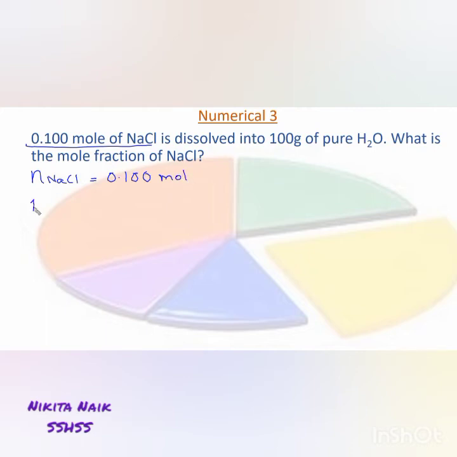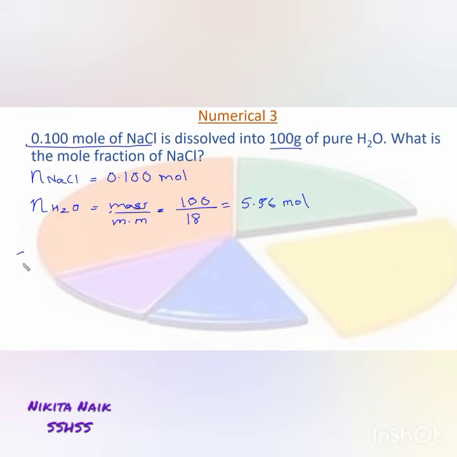Now we have to find out the number of moles of the other component, that is water, which is equal to mass divided by the molar mass. Mass is 100 divided by the molar mass of water, which is 18. So 100 divided by 18 gives us 5.56 mole of water. Okay, so we have number of moles of NaCl, we have number of moles of water.